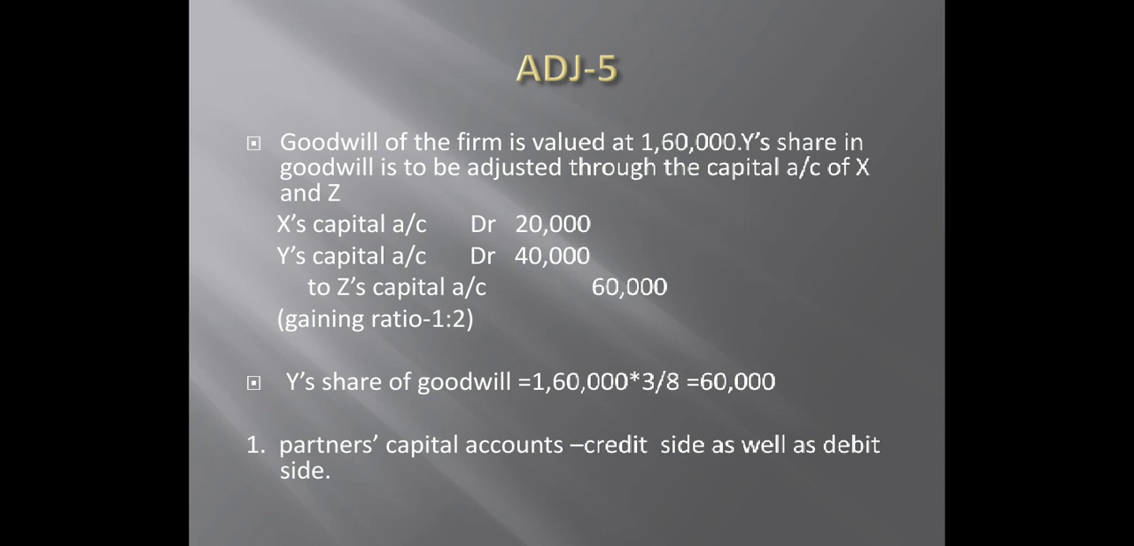Who is going to pay? The continuing partners, that is X and Y. Yes? So let us come to the journal entry now. X capital account debit, Y's capital account debit to Z's capital account. I have already explained this. Just because X and Y are going to pay, their capital accounts have been debited, and Z is going to receive, hence his capital account has been credited. This is going to be the journal entry for goodwill, for the adjustment of goodwill in each and every sum that we are going to do ahead.